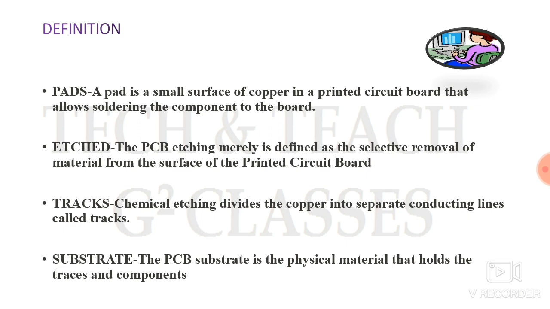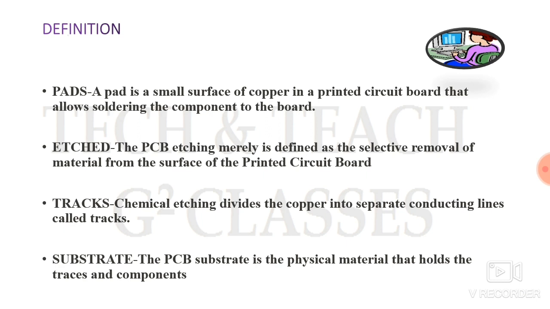Here the first one is pads. Pads allow soldering the component to the board. A pad is a small surface of copper in a printed circuit board that allows soldering the component to the board. It allows soldering electrical components like resistor, capacitor, whatever it may be. It will allow the soldering process.